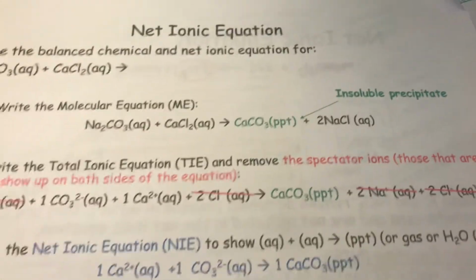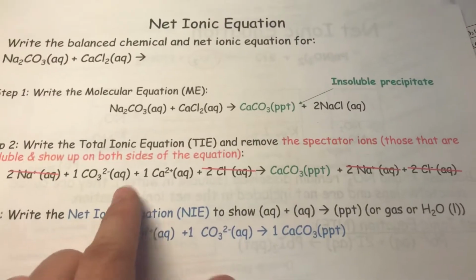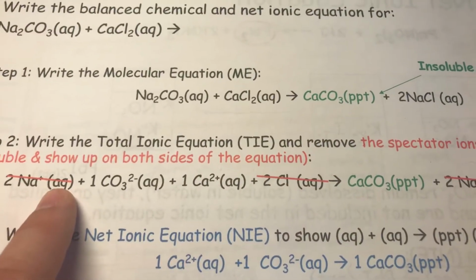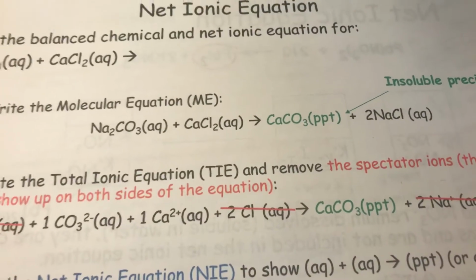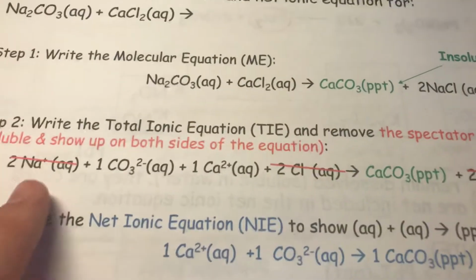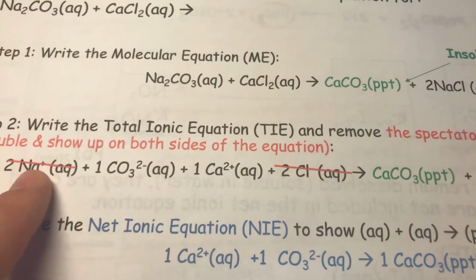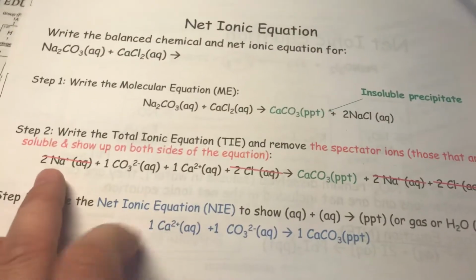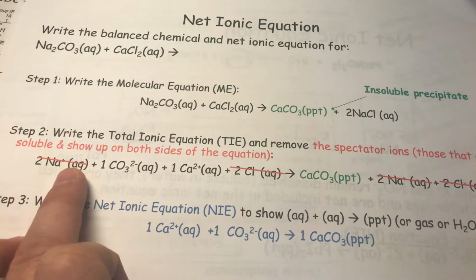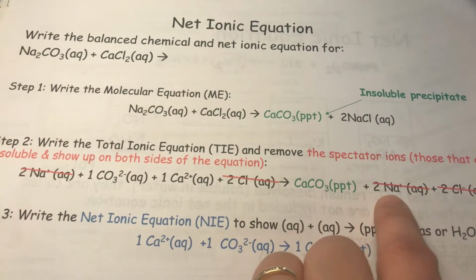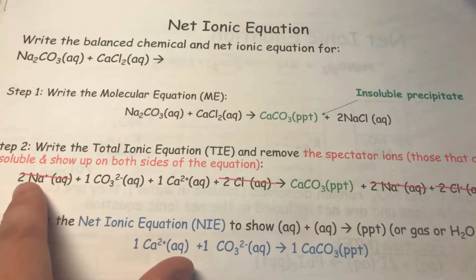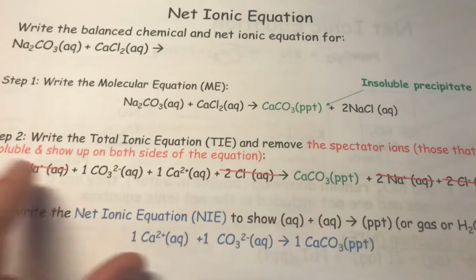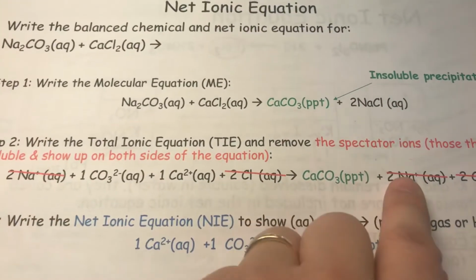Then you want to compare both sides. If both sides have the same coefficient, same ion, same charge, and same state, you can cancel them. They are the so-called spectator ions. So here, I get 2 Na+ (aq) on the left. I also get 2 Na+ (aq) on the right. Same coefficient, same charge, same element, same state, so I can cancel. So cancel 2 Na+ (aq) on both sides.